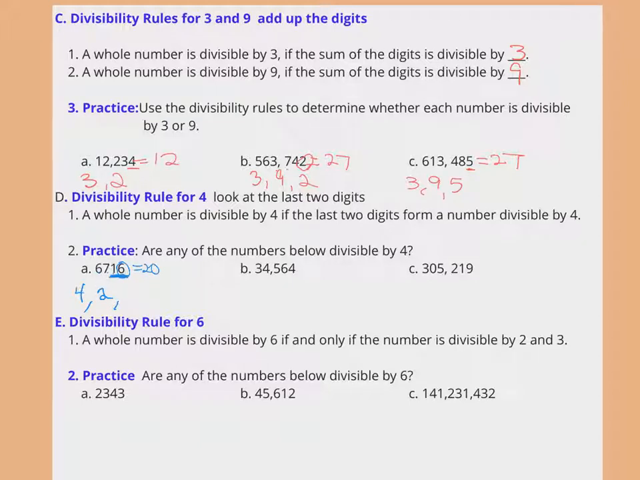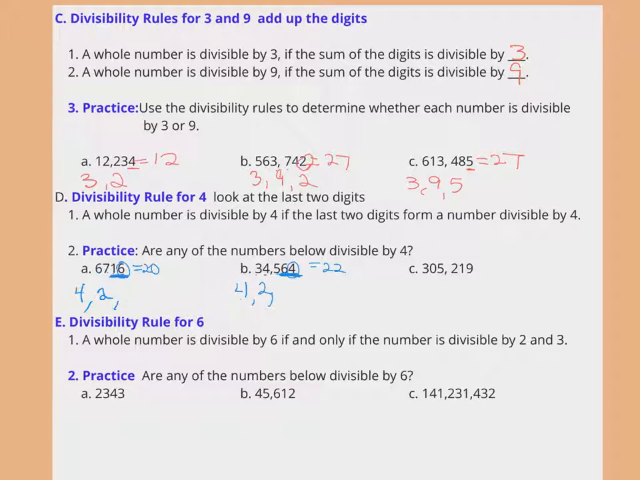If I move on to 34,564, I'm going to look at those last 2 digits. 64 is divisible by 4. 4 times 16 will give me 64. So my answer is divisible by 4. The last digit is even, so it's divisible by 2. If I was to add up my digits, I have 10 plus 9 is 19, 22. I have 22 as the sum of the digits. That's not divisible by 3 or 9, so I'm just going to leave this as 4 and 2.